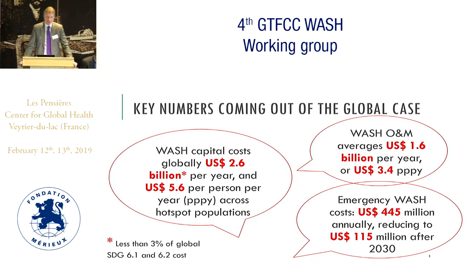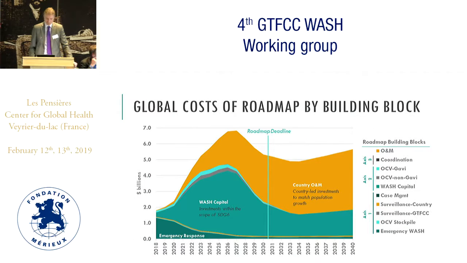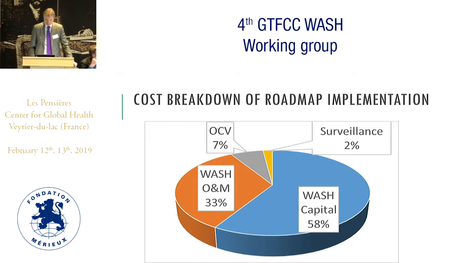And the emergency WASH costs we consider both a cost and a benefit, because at the moment we're spending around $445 million, which would be required to cover all the outbreaks globally. But if we implement the roadmap successfully, we can reduce this to around a quarter of that, because we still have the crisis countries that have not eliminated cholera. So we should see this as a massive saving. It's a cost now, but it's a potential saving over time.